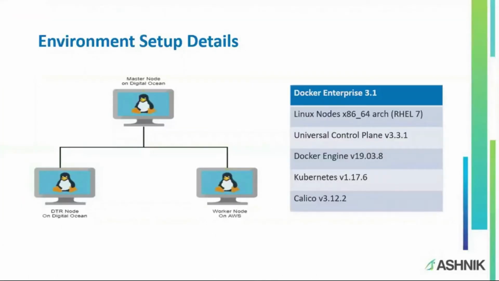We have Docker Enterprise 3.1 for our environment. There are 3 Linux nodes of RHEL7 being used. One acts as a master node, another acts as a DTR node for storing Docker images, and lastly a worker node to deploy our application. We have installed Docker Engine version 19.03 on all 3 machines and UCP version 3.3.1 on the master, which installs and configures Kubernetes orchestration for us. So let me show you the UCP UI through which we can easily manage our platform.